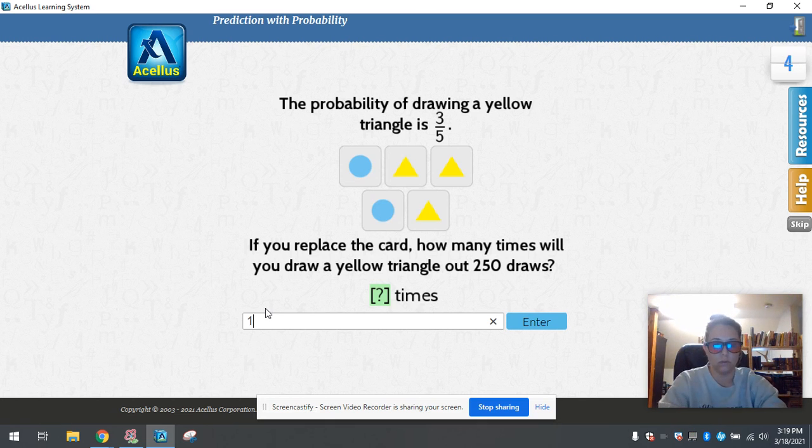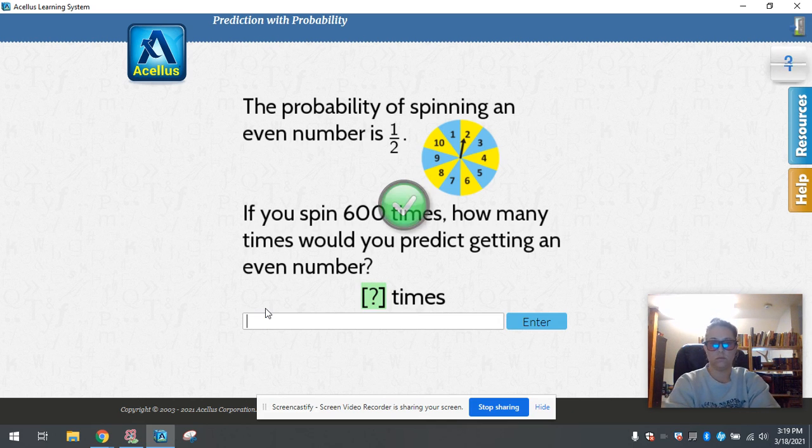Oops, I did a typo. There. The probability of spinning an even number is 1/2. If you spin 600 times, how many chances do you predict getting the number? 1/2 equals x out of 600.